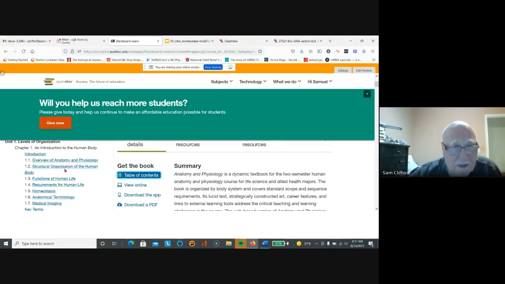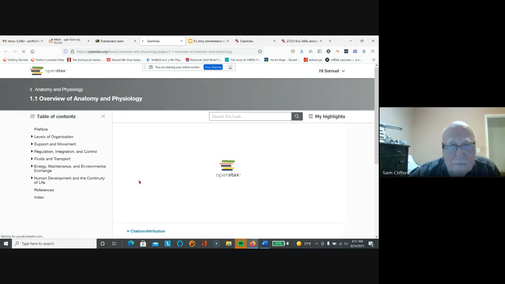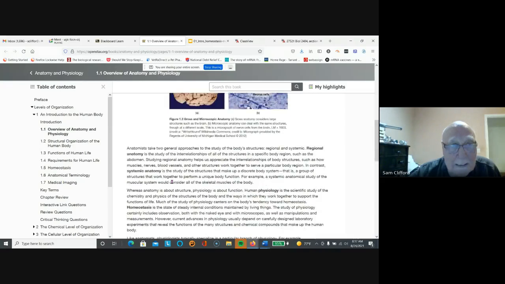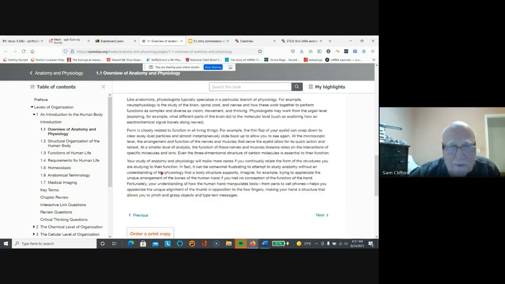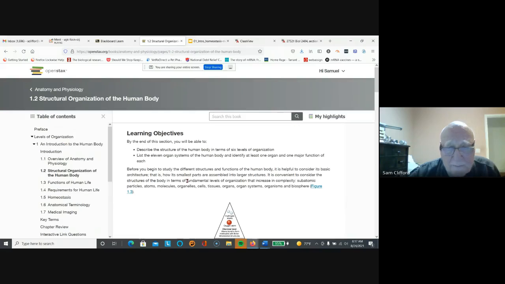So if we look at the table of contents, the schedule will give you chapter 1, which is what we'll cover today. If you want to read the textbook, you just click here and you're going to have learning objectives. So that's the introduction. You can order a print copy if you want. Structural organization of the human body.